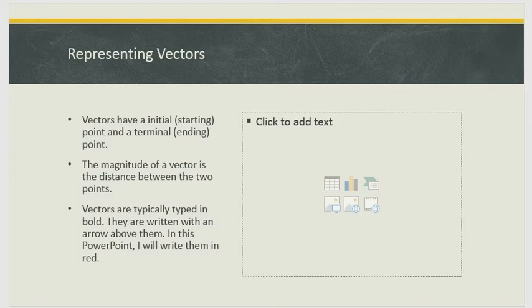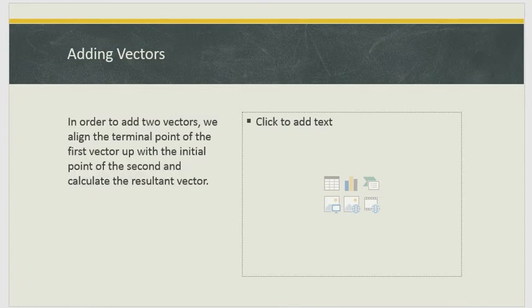The magnitude of a vector is the distance between those 2 points, and vectors are typically written in bold or typed in bold. And if you handwrite them, then they have this little arrow above them. I'm pretty sure if you're trying to learn Calc 3, you should know about the vector notation. In this PowerPoint, I'm going to write them in red because the bold doesn't show up very well. I, again, didn't add pictures, but it's okay.